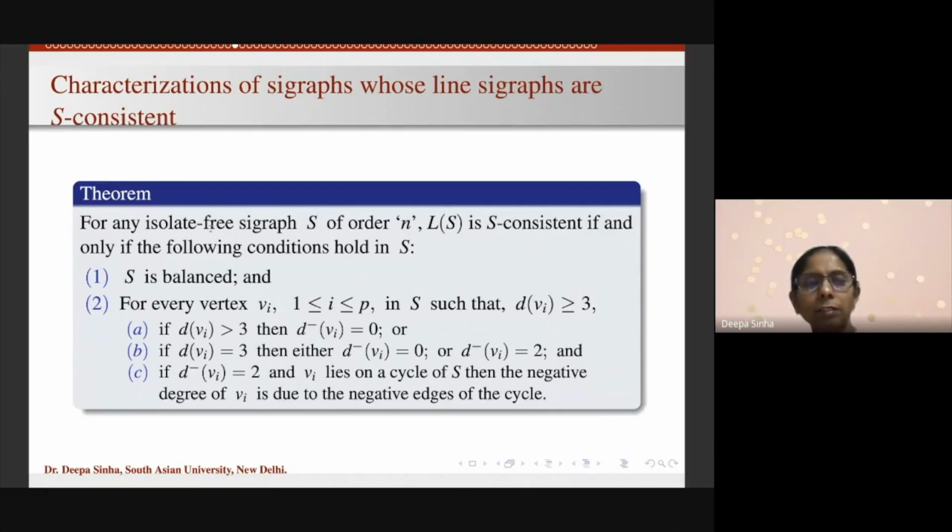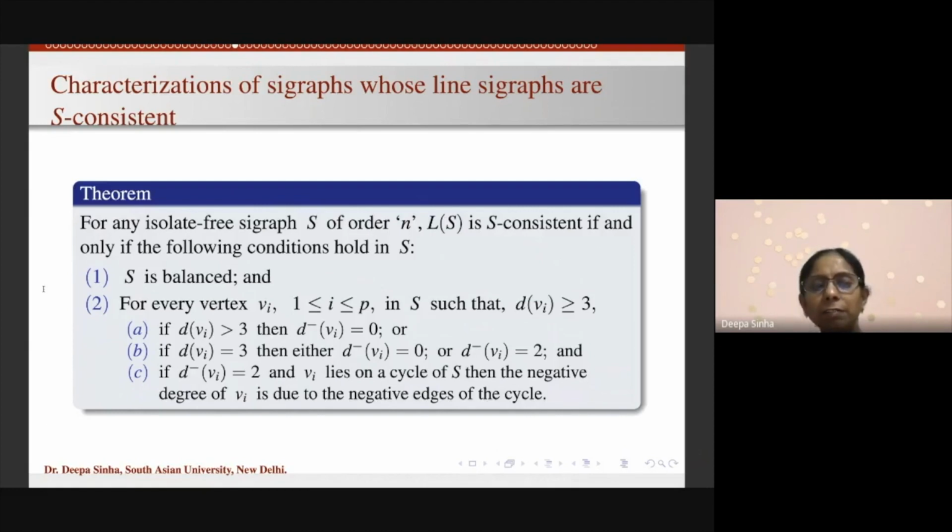which is not a null graph, of order n, LS is S-consistent if and only if S is balanced first of all, and for any vertex vi in S, the degree of vi must be greater than or equal to 3, and if the degree of vi is greater than 3, then the negative degree of vi is equal to 0. Means for any vertex, if the degree is 4, 5, 6, then the negative degree will not be there. Then only can you obtain LS as an S-consistent sign graph.